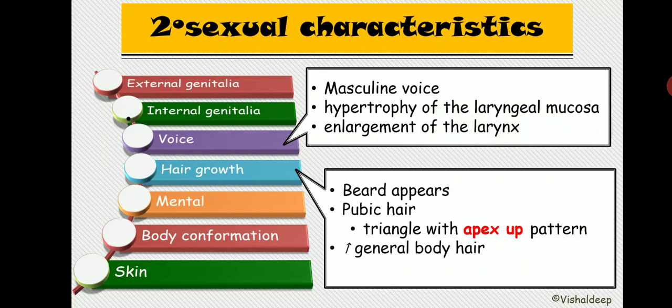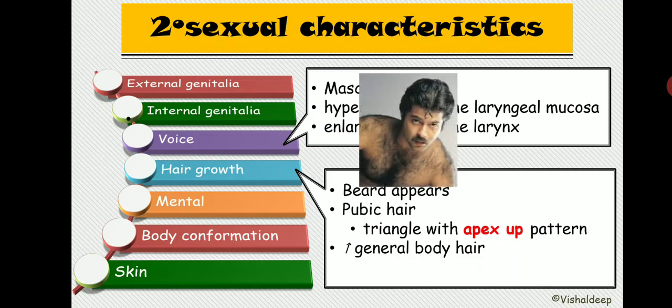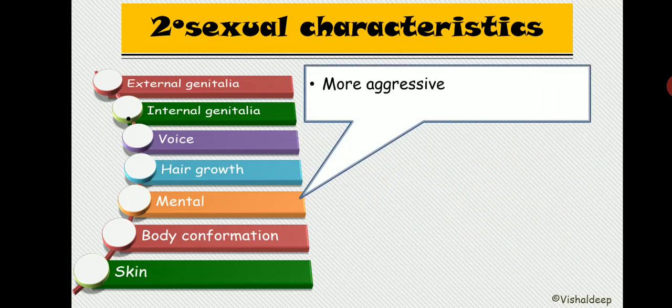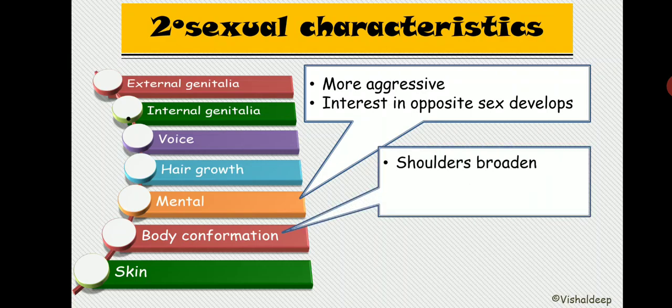Then increase in general body hair. Yes, like Anil Kapoor, it increases general body hair. And male pattern baldness. Yes, Jason Statham is basically male pattern baldness. Now let's see what changes will take place at the mental level. The person becomes more aggressive and interest in the opposite sex will be developed. What will be the changes in the body configuration? Shoulders become broader and a typical male pelvis appears. What is male pelvis? We will discuss later. Now muscular growth will appear.